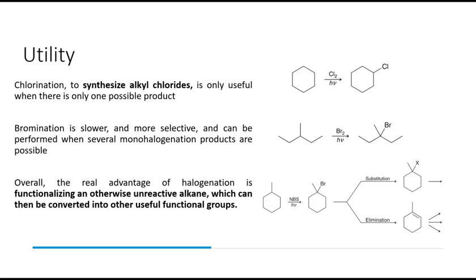Utility. Chlorination is oftentimes used to synthesize alkyl chlorides, and it's only useful when there's only one possible product. Bromination is more selective and is slower, and can be performed when several monohalogenated products are possible. Overall, the real advantage of halogenation is functionalizing an otherwise unreactive alkane, which can then be converted to other useful functional groups. And here's an example of using NBS and an alkane to form a halogenated compound, and then this compound can undergo substitution, elimination, and then to other products.